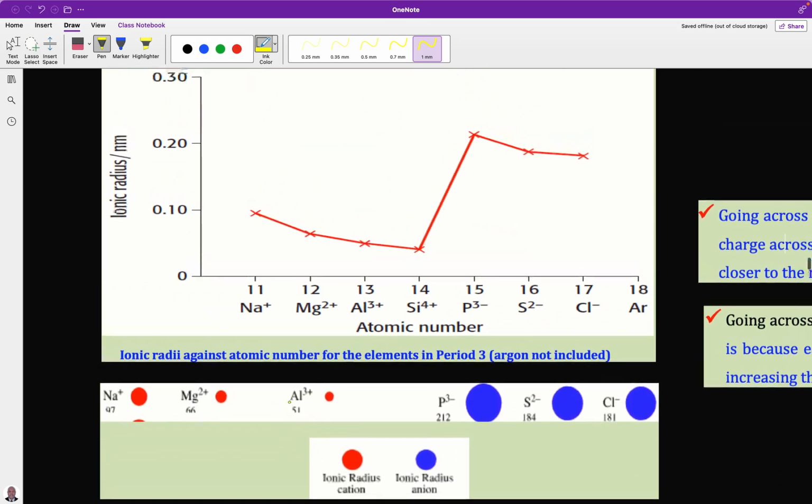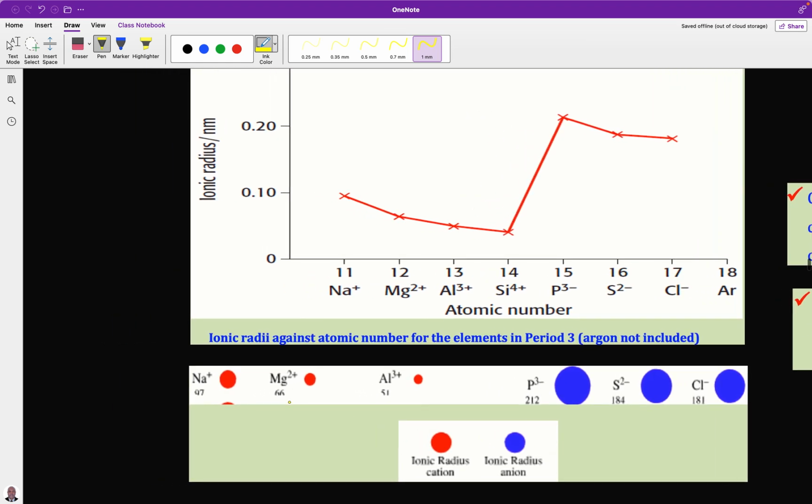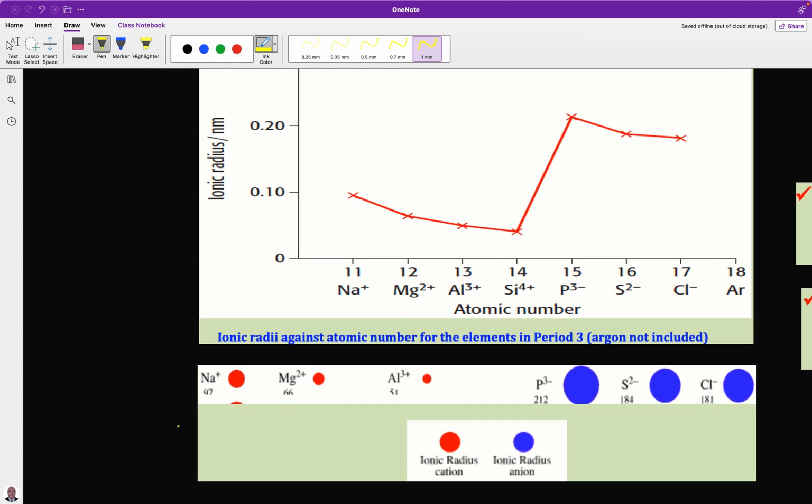Then again, ionic radius. You should know that the ionic radius for cations is decreasing across the period. I gave you the reason, because these cations have lost their outermost electrons. They have lost 1, 2, or more electrons from the third principal quantum shell. So they have lost electrons in the third shell. They now have only the first and the second shell.